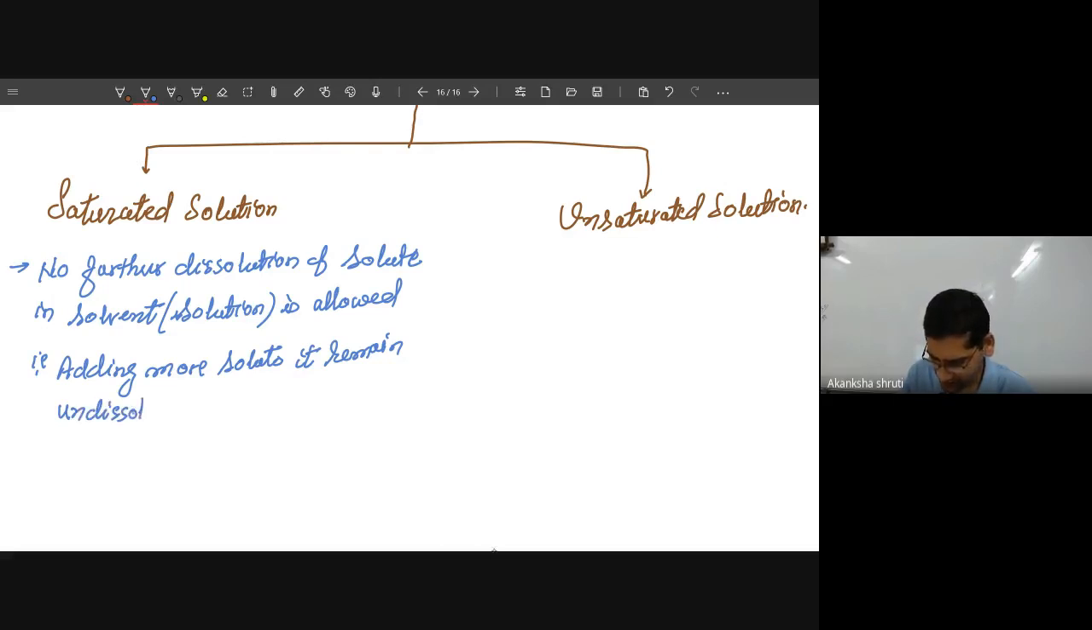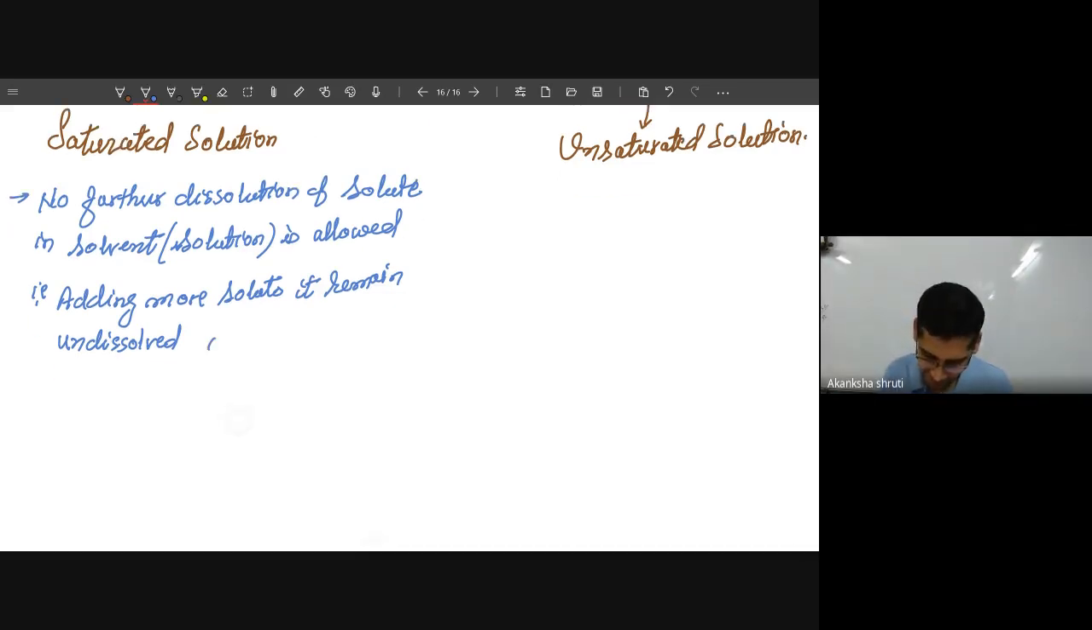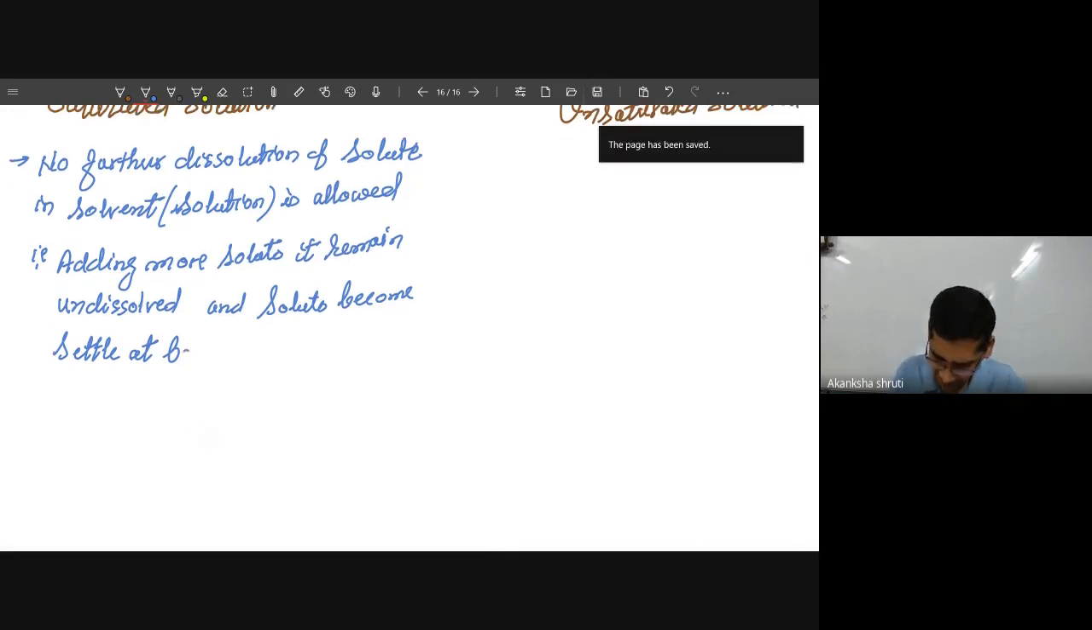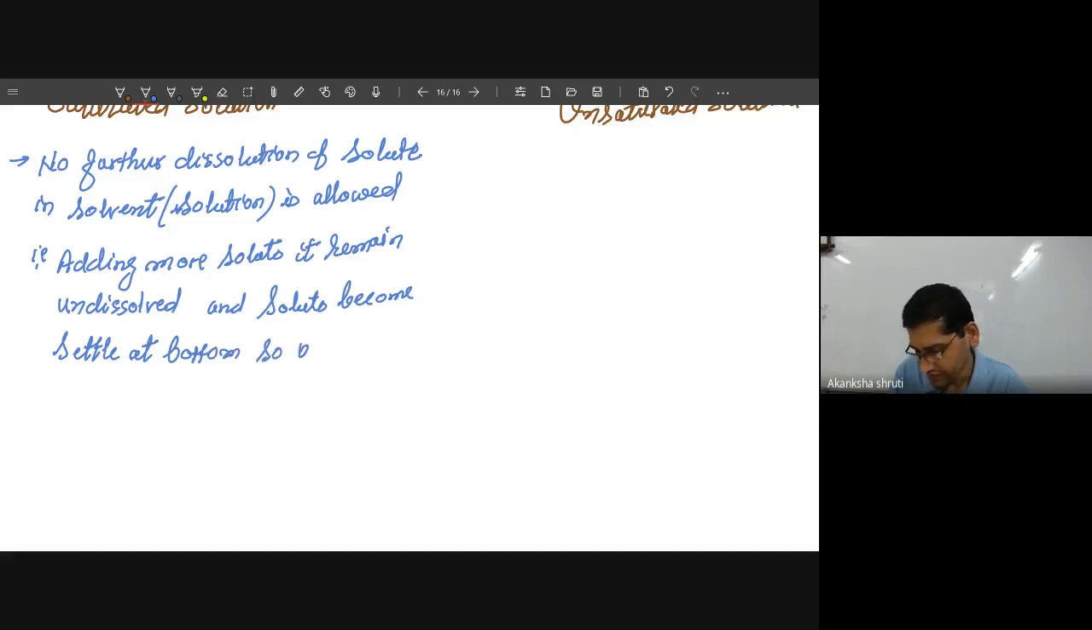Undissolved means that the sugar will just settle at the bottom, and that sugar layer is visible to you. The solute settles at the bottom. Sometimes it is even possible for it to float, so it becomes visible.